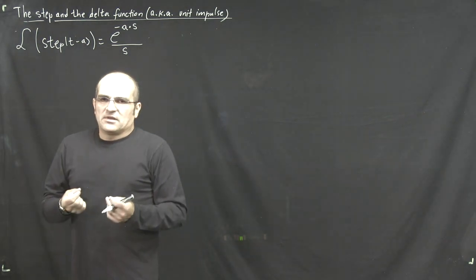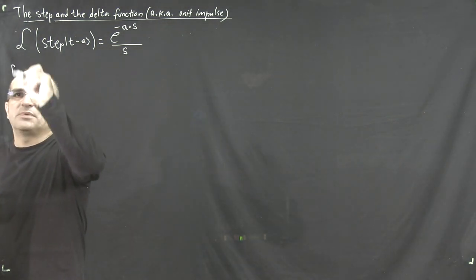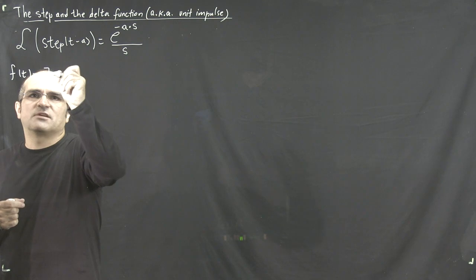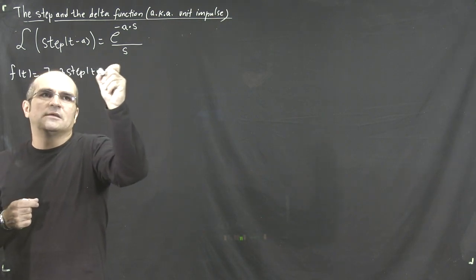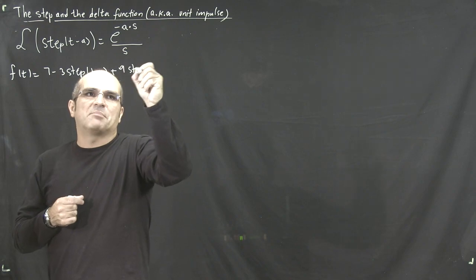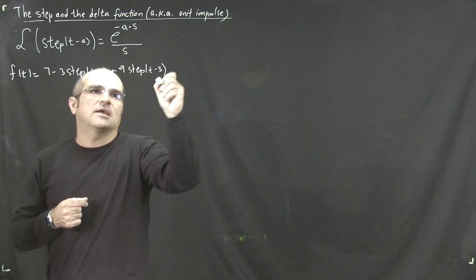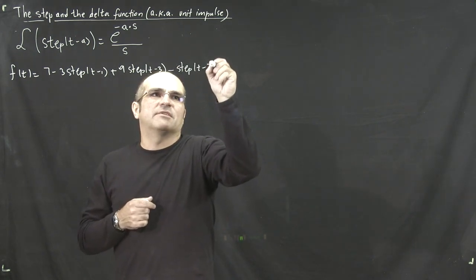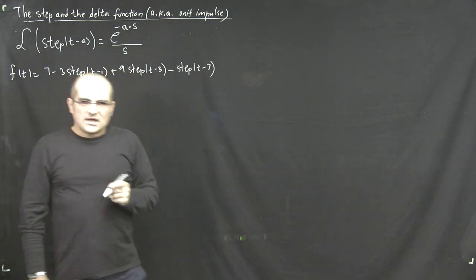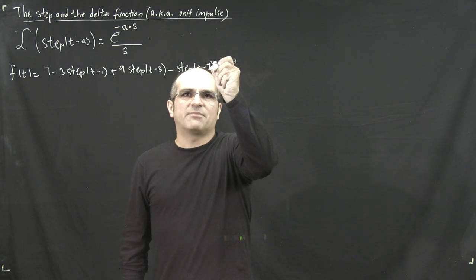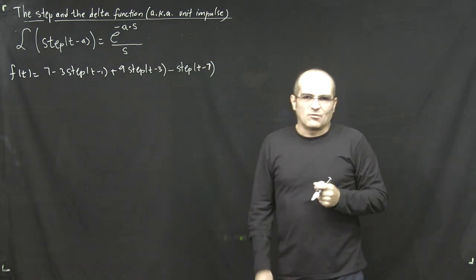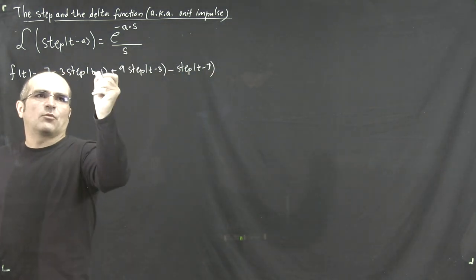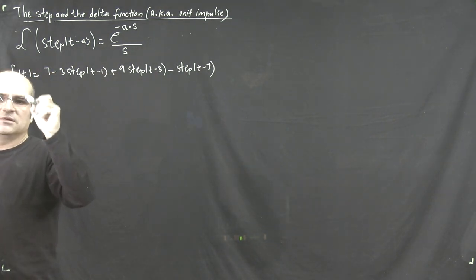So let's do an example similar to the one before. Let's say when you write a piecewise function in terms of step functions, let's say it's equal to 7 minus 3 step t minus 1, and then plus 9 step t minus 3, and then minus step t minus 7. So as long as you have only constant coefficients in front of the step function, then to find the Laplace transform of this function is just a matter of using the linearity property and then, of course, this formula. So let's say I want to find L of f of t.